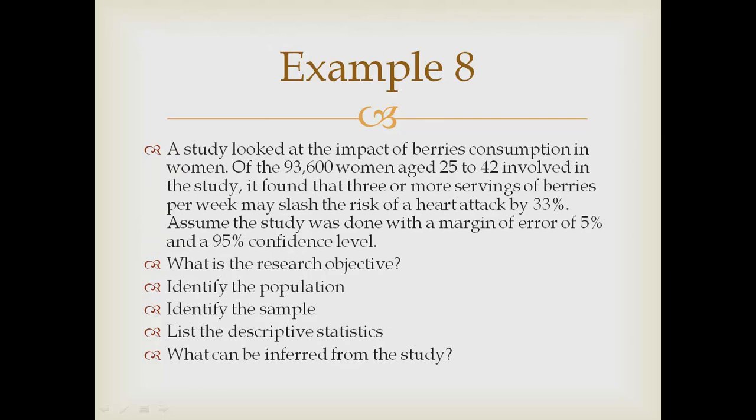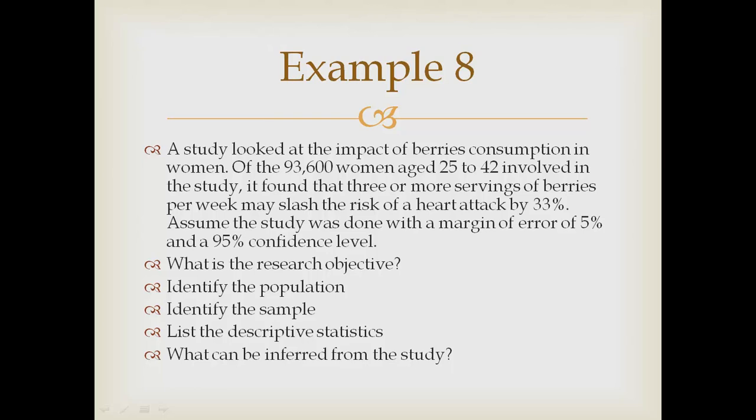Example 8. A study looked at the impact of berries consumption in women. Of the 93,600 women aged 25 to 42 involved in the study, it found that 3 or more servings of berries per week may slash the risk of a heart attack by 33%. Assume the study was done with a margin of error of 5% and a 95% confidence level. A. What is the research objective? B. Identify the population. C. Identify the sample. D. List the descriptive statistics. E. What can be inferred from the study?